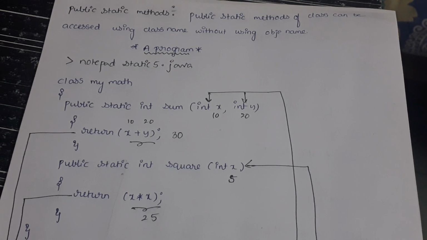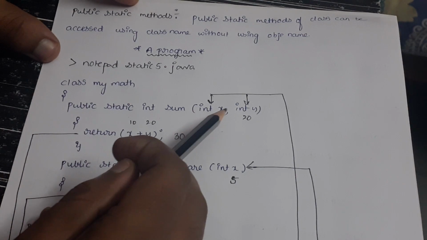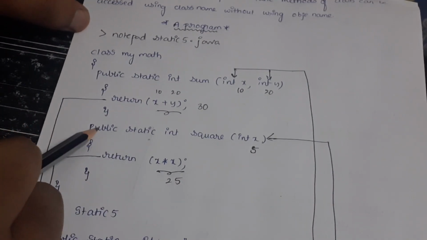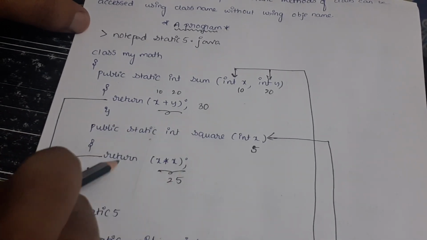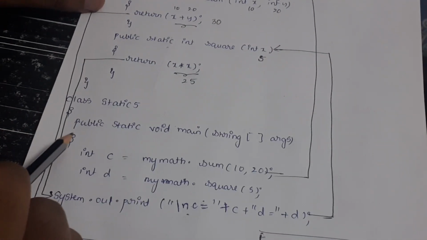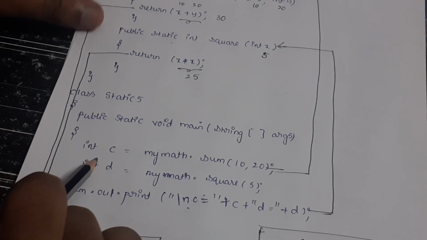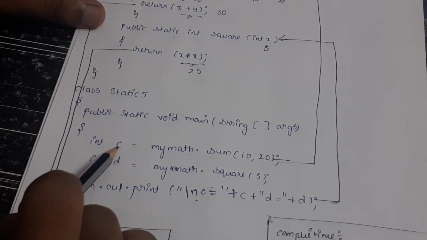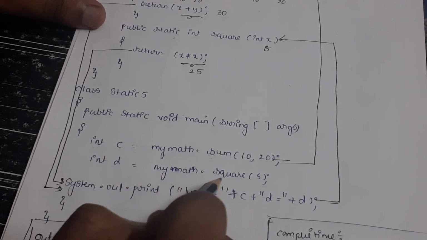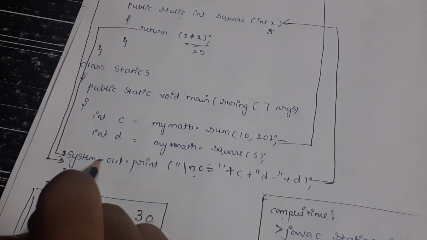Now let's see it with a program: class math, public static int sum(int x and int y), return x plus y, public static int square, return x into x. Class static, public static void main. Here we are creating an object: int c is equal to mymath.sum. Here int d is equal to mymath.square(5). Here we are using just the class name.